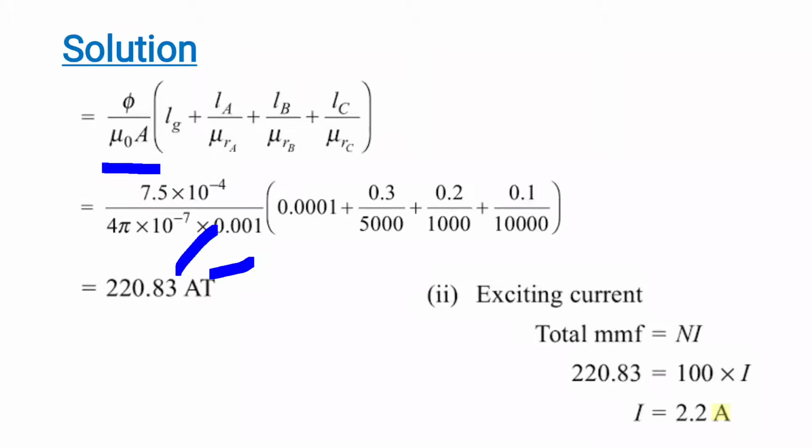So the next question is the exciting current. We know that MMF is equal to Ni. So N is given.